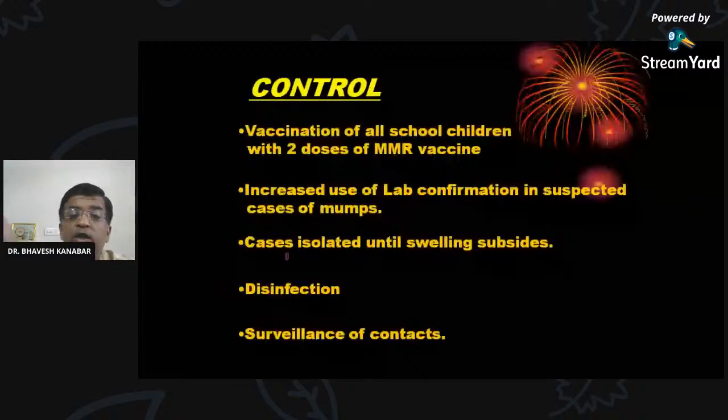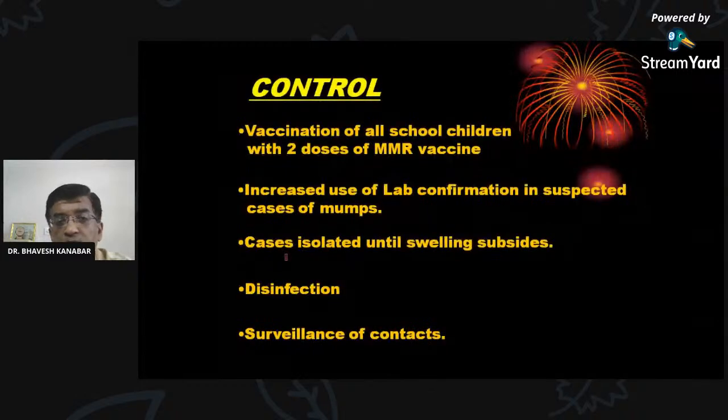So isolation. You are nowadays hearing these words since many months: isolation and quarantine. So in viral infection, isolation of the case. If a child is suffering from mumps or measles or chickenpox, the child is not allowed to go to school, right? So we isolate the child, isolate the patient. Isolation is for the patient, quarantine is for the healthy person. So here also isolation until the swelling subsides, because the child may be spreading infection until that period, right?